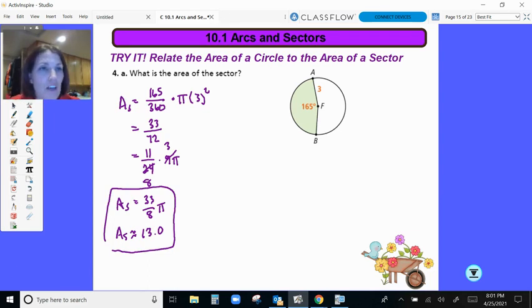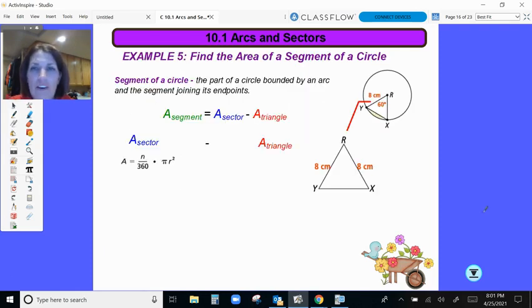All right. Okay, moving on, we're going to move on to the area of a segment, it's called. So it's like this little piece that's between a triangle and the edge of a circle. So it's kind of like your thumbnail, I guess. And so what we need to do is take the area of the sector, the little pizza piece we've been finding already, take that whole area of the whole pizza piece and subtract the area of the triangle. And that will leave us with that little thumbnail piece at the end.